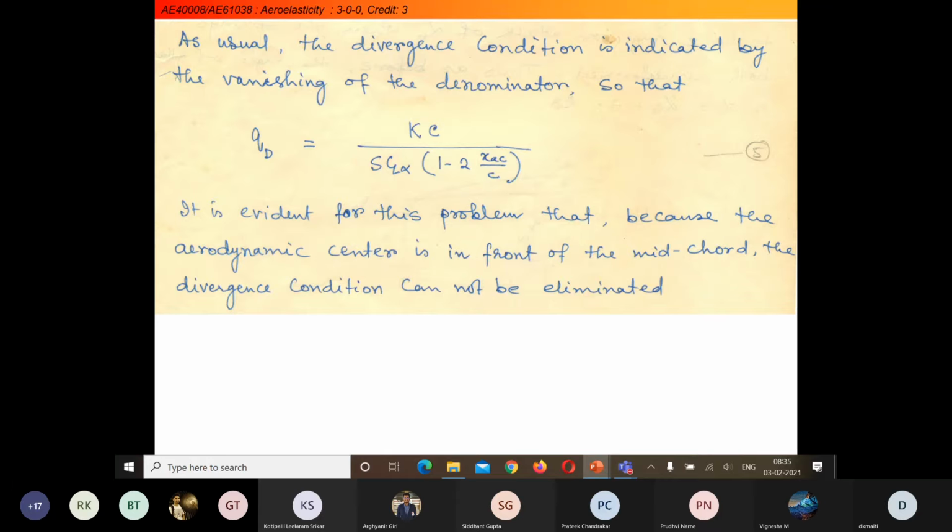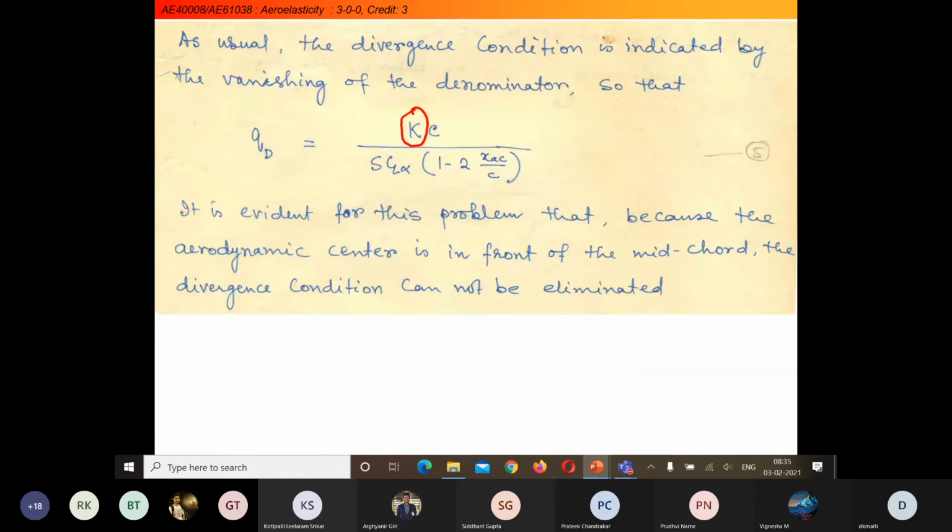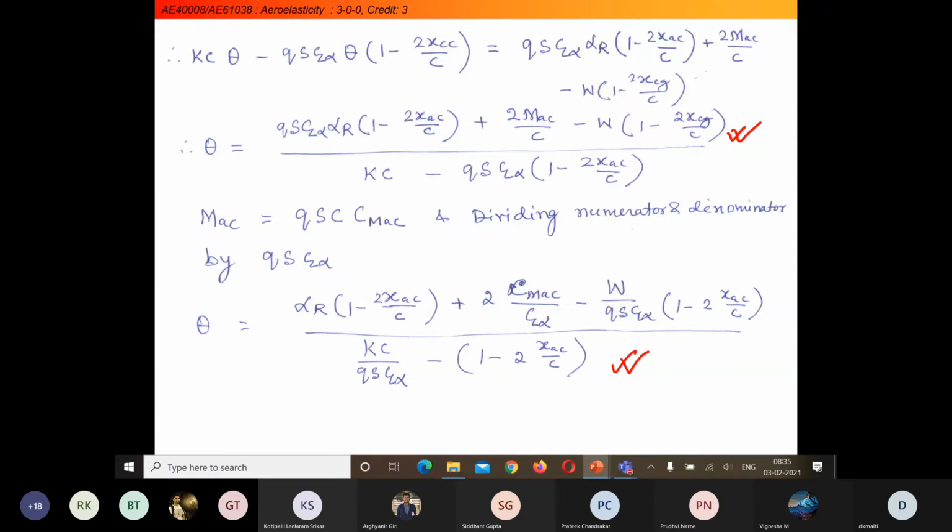As usual, the aerodynamic pressure will be acting ahead of the mid chord. So whatever value of k we consider does not matter, it will always have some divergence speed. In the same way, we'll normalize this equation, and then we can get the condition, whatever we have calculated here.